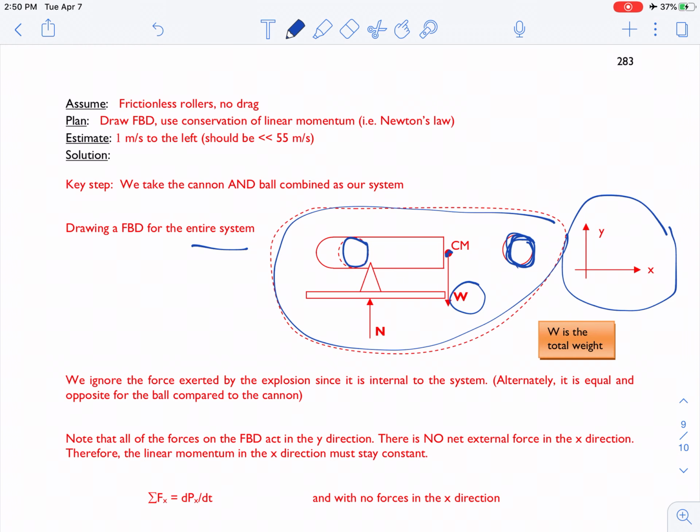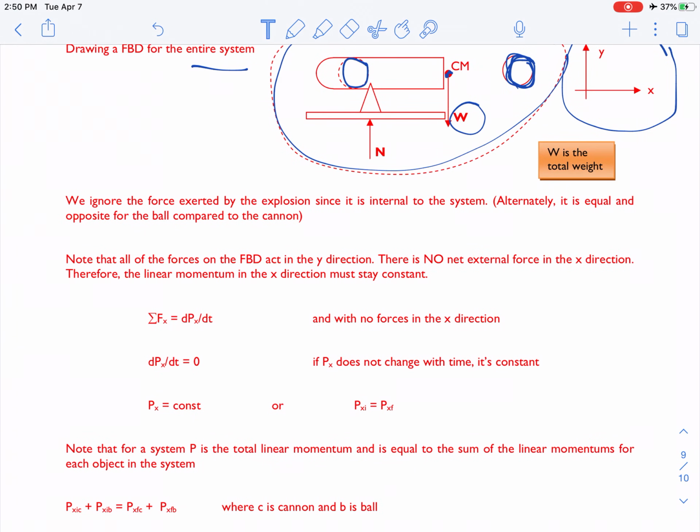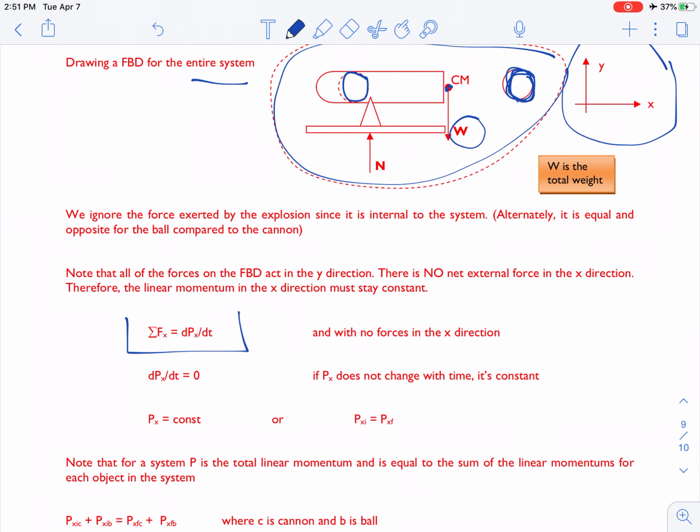Okay, and the forces on the free body diagram only act in the y direction. There are no x components. But since the ball is traveling horizontally along the x direction, let's investigate the linear momentum along the x direction. Okay, and what we do first, we start with the equation. Since this is not for a particle, we are using capital P as the momentum in the equation. That's the linear momentum along the x direction, Px.